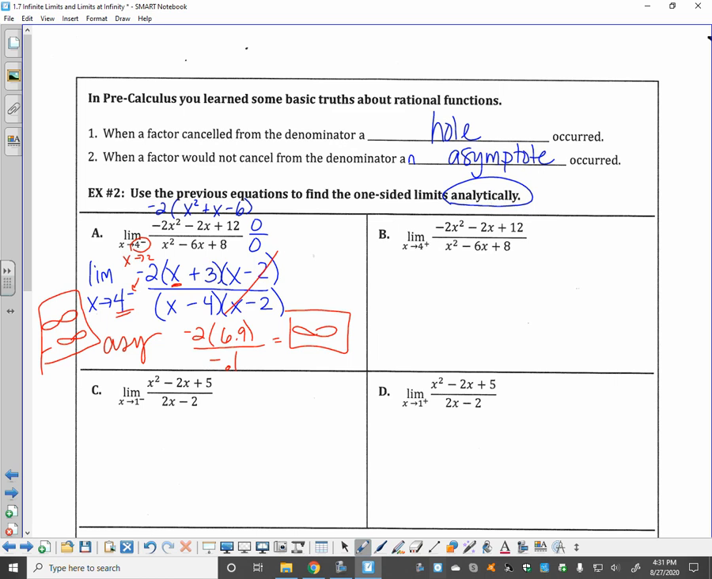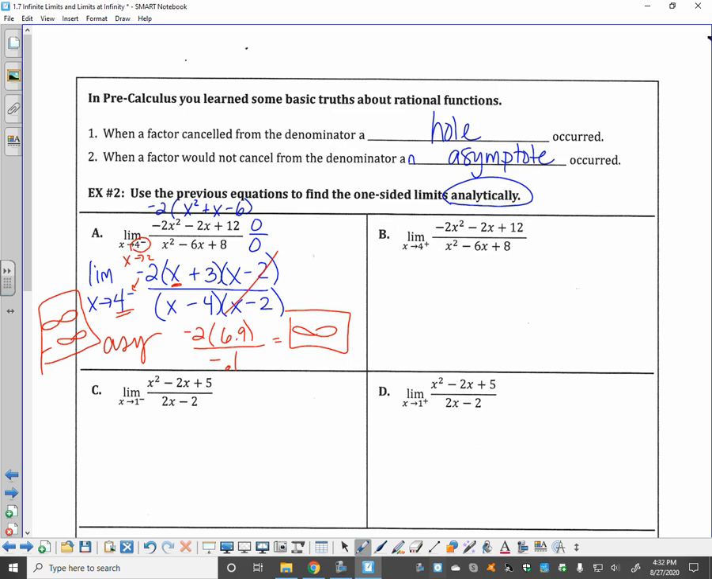Knowing whether it's a hole or an asymptote tells you how to approach the limit. The hole is a place, plug and chug. An asymptote is more theoretical. Think about which side you are approaching from. Pick a number that's on that side of the number, plug it in, and make your decision for infinity or negative infinity. Okay? B, same thing, but I'm headed to 4 from the right.